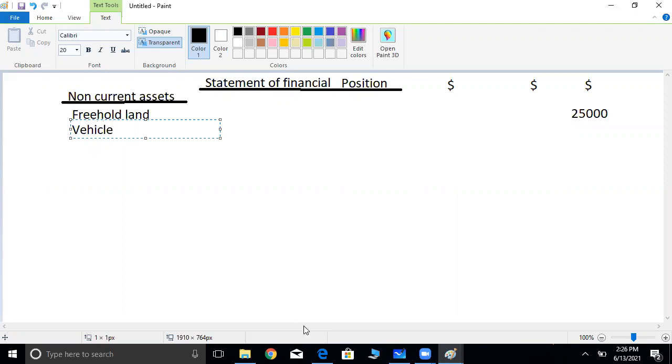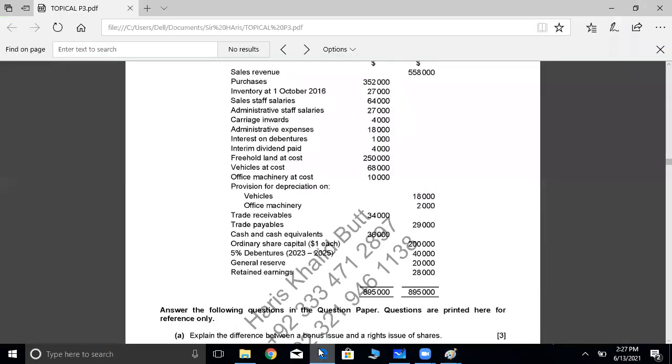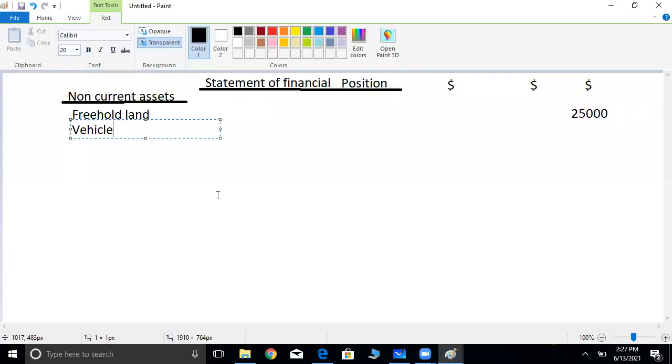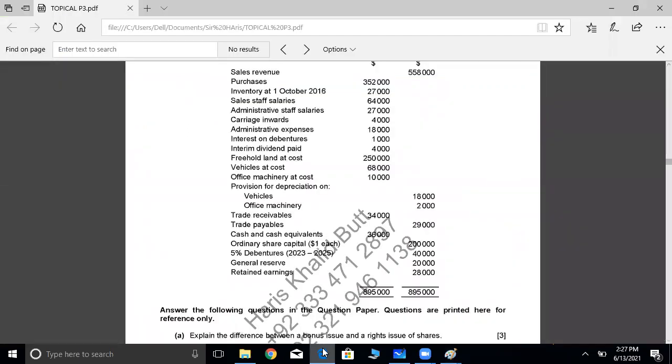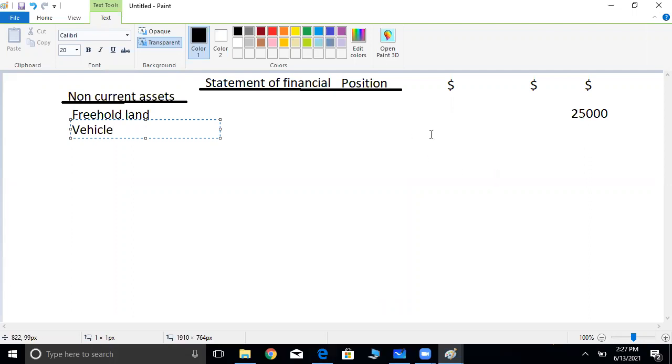Vehicle की डेप्रिसिएशन देखें बेटा पहले भी हुई है और अब और भी हुई है। जो नई डेप्रिसिएशन हुई है वो मैंने कैलकुलेट की थी, that was 10,000, और जो पहले से डेप्रिसिएशन पड़ी है प्रोविजन फॉर डेप्रिसिएशन व्हीकल की वो है 18,000. So 18,000 plus 10,000 becomes 28,000. So I will subtract depreciation from it. The cost of vehicle is I think 68,000.